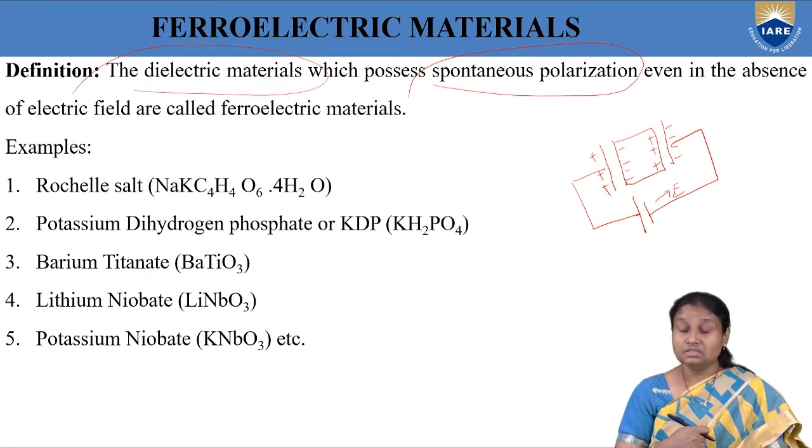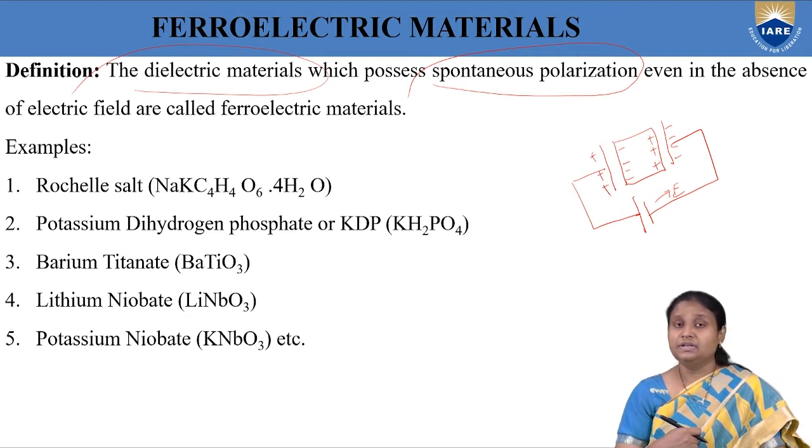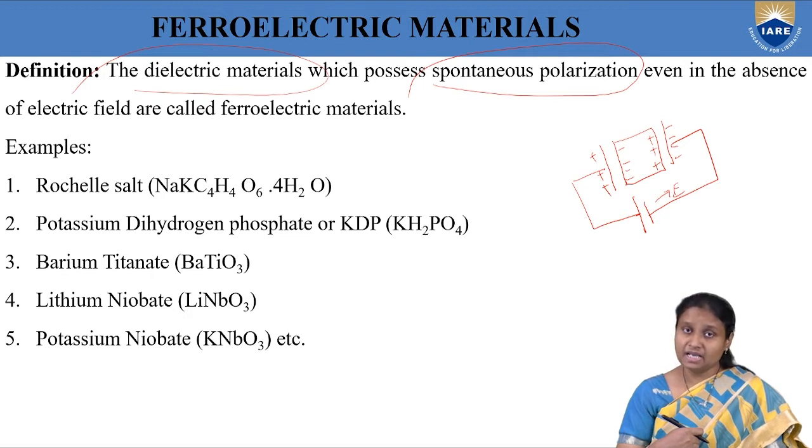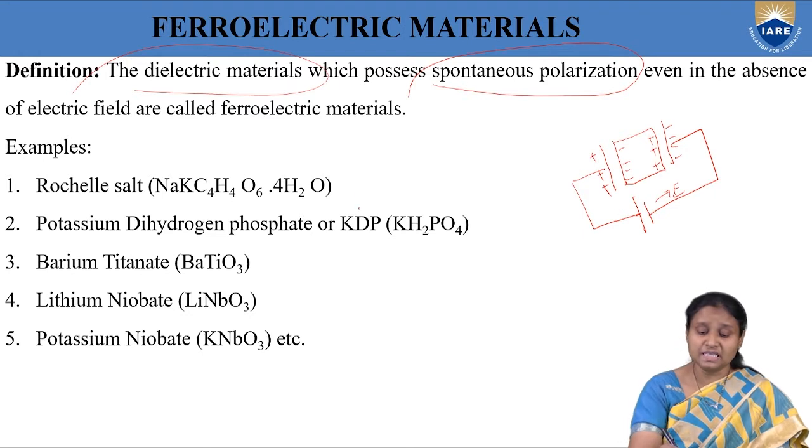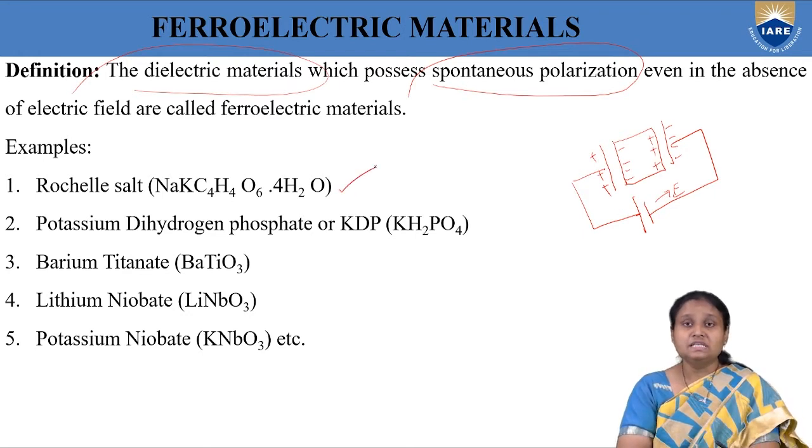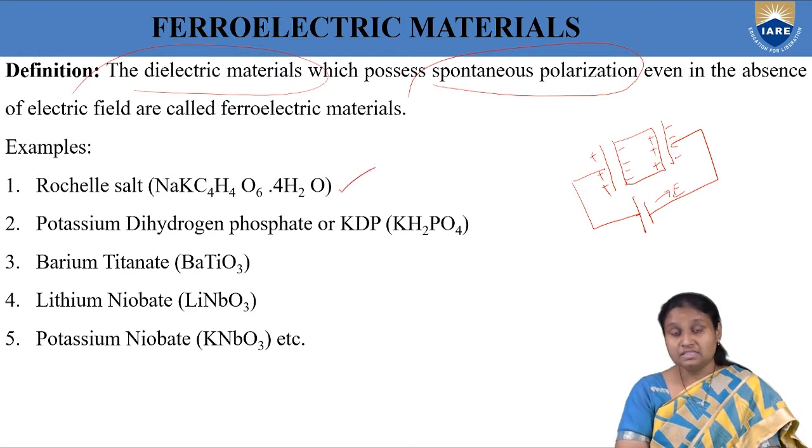Okay, their molecules consist of mono atoms. So if we consider a hydrogen molecule, a nitrogen molecule, and carbon dioxide, they come under non-polar dielectrics. But if we take examples of ferroelectric materials, as we said, they are special types of materials. The first example is Rochelle salt, the first ferroelectric material discovered.